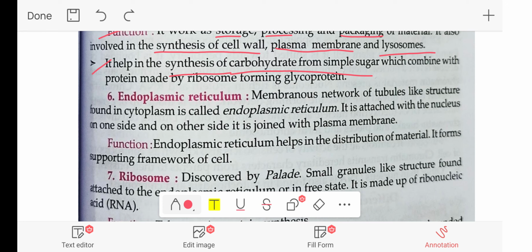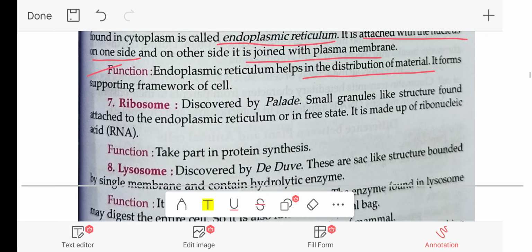Endoplasmic reticulum. A membranous network of tubule-like structures found in the cytoplasm is called endoplasmic reticulum. It is attached to the nucleus on one side, and on the other side it is joined with the plasma membrane. Its function. Endoplasmic reticulum helps in the distribution of material. It forms the supporting framework of the cell.